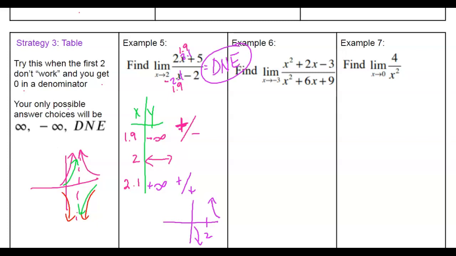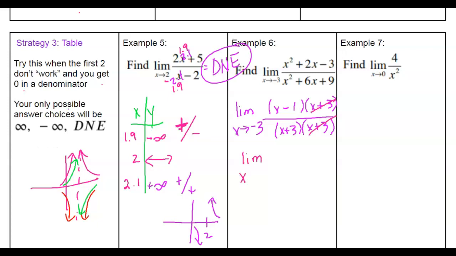All right, let's try example 6. Well, I see a bunch of squares. So I'm automatically thinking, yep, if I plug that in, I have 9 plus 9 is 18, minus 18 is 0. So we are going to factor. So x, 3 and 1, that would be x plus 3, x plus 3. So these reduce. And then if I try plugging in negative 3, it's still undefined, okay? But I'm going to write it nicer.